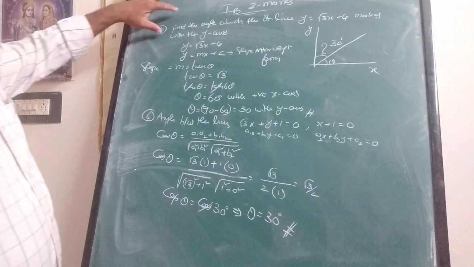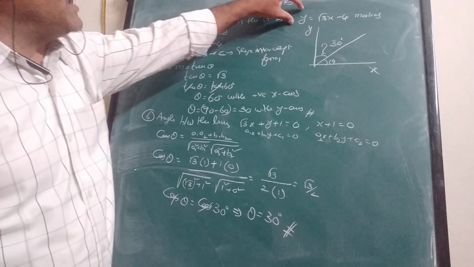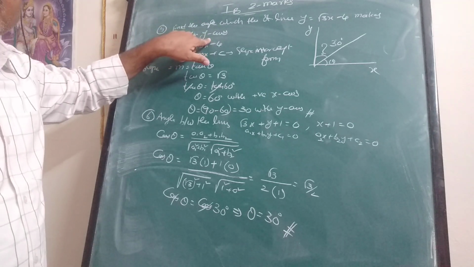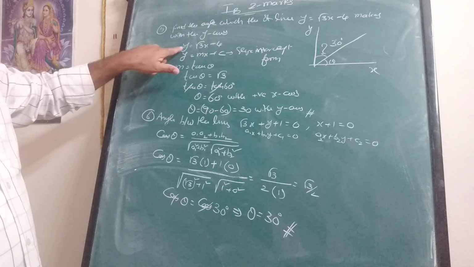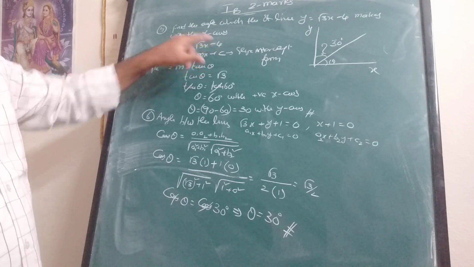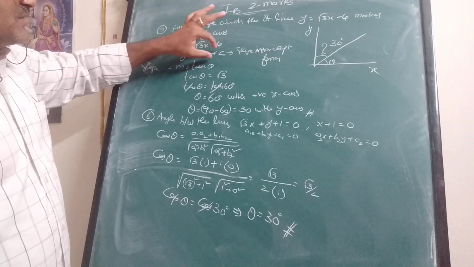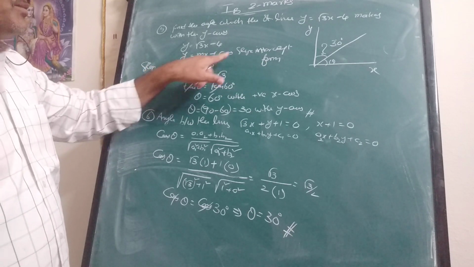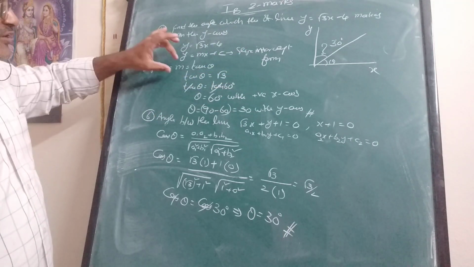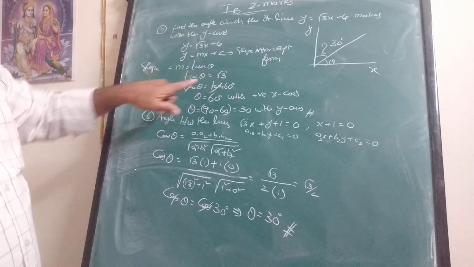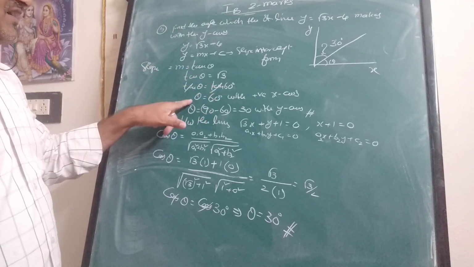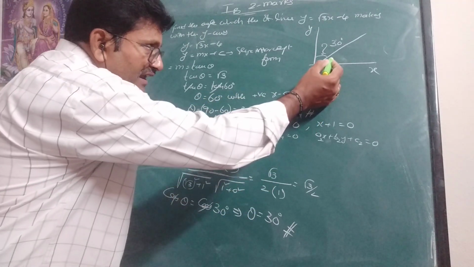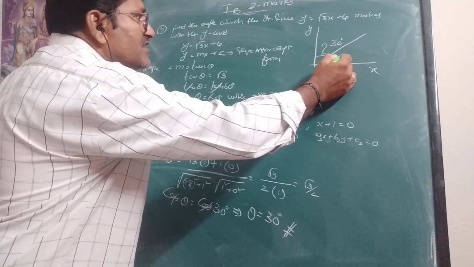Listen children. Find the angle which the straight line y is equal to root 3 x minus 4 makes with the y-axis. Now y is equal to root 3 x minus 4. If you compare with y is equal to mx plus c, we get slope intercept form. This is slope as well as intercept. Slope is equal to m is equal to tan theta. Tan theta is equal to root 3. Tan theta is equal to tan 60. Theta is equal to 60 with the positive x-axis. This is theta. This is 60, we got it.